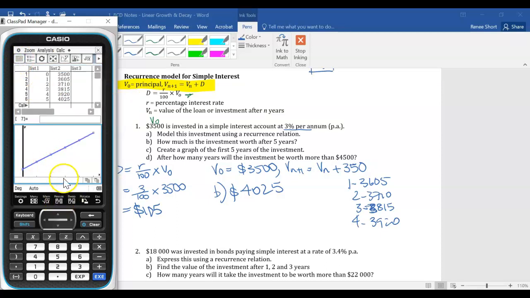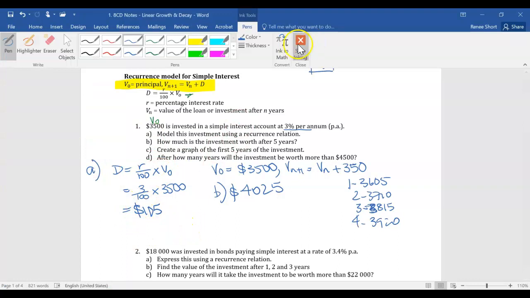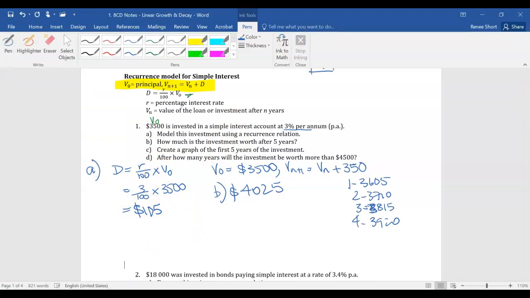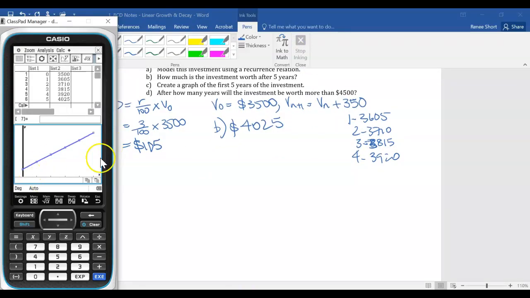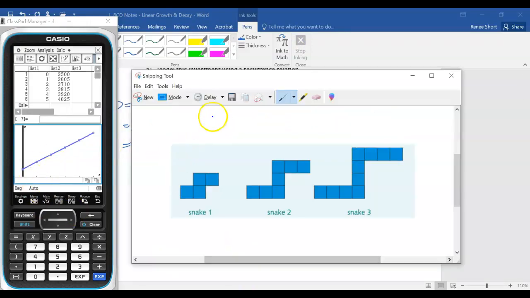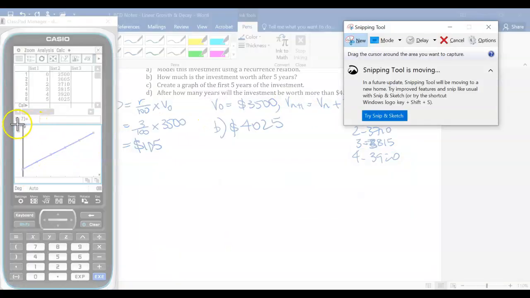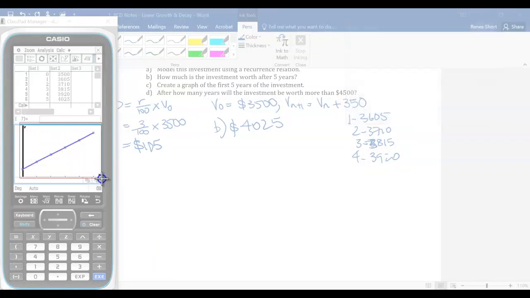And I can see here that I've got this nice straight line that is formed with those values. I could then sketch that as well. So let's just enter this down. I could sketch that myself, but let's take a screen grab and paste it in here for us.